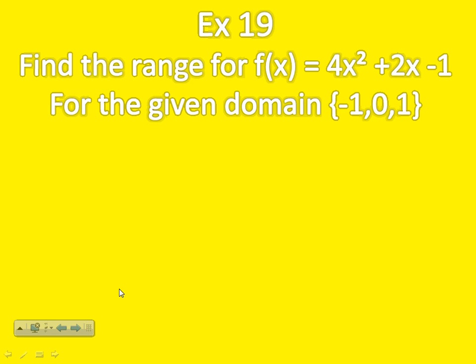So again, we're looking for the range for the given domain. If this is domain, then these are what? These are x's, because that's what domain is. And we are looking for the y's. So please take a minute and plug each one of those in. How many problems will you have? 3.